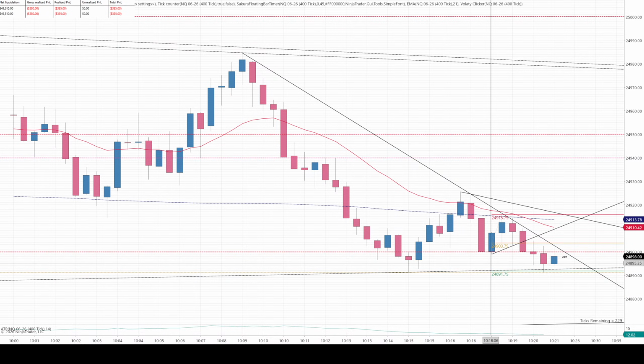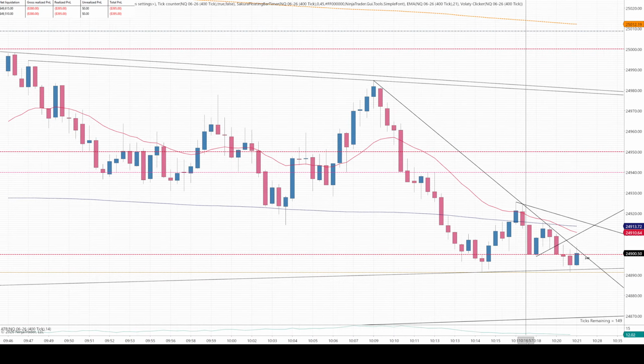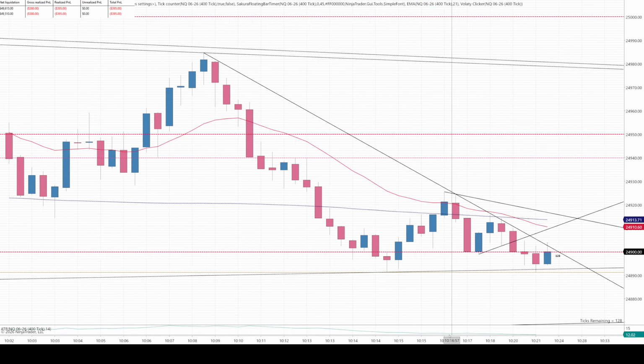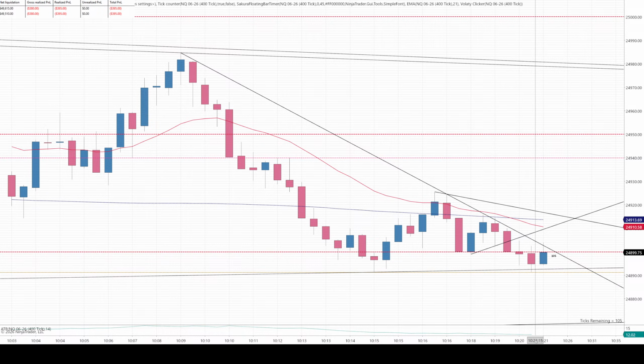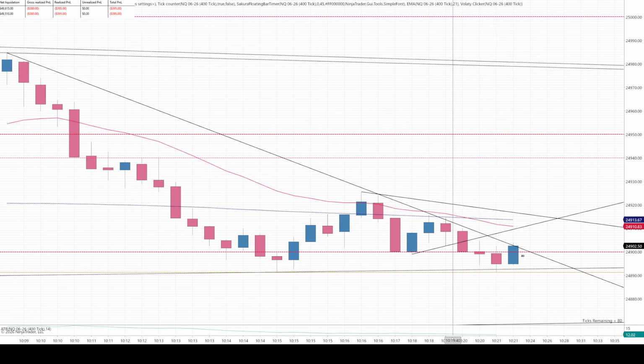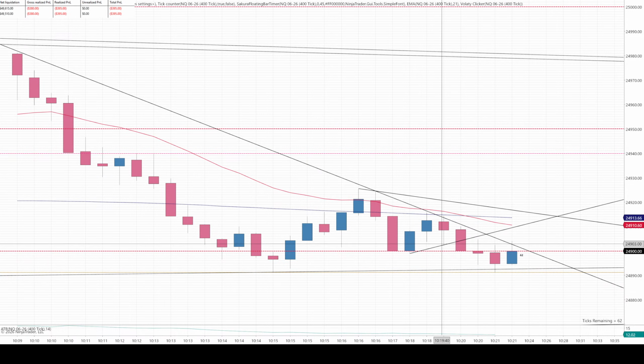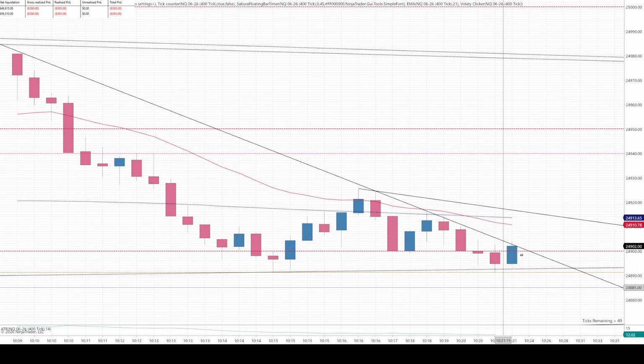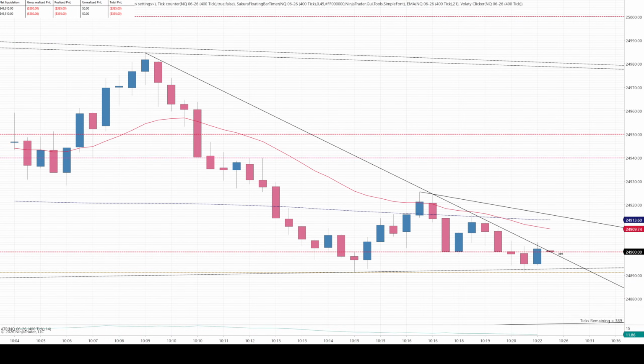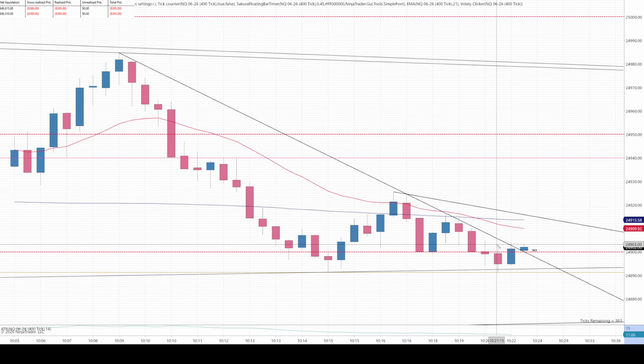Well, we did hit the bearish target. Retested this low here from 1015. I don't think we even have room to take this to the upside. No.